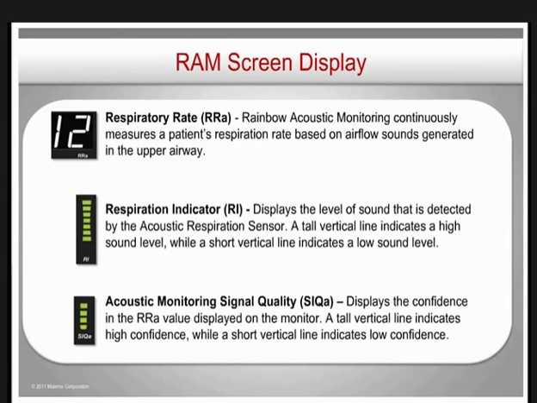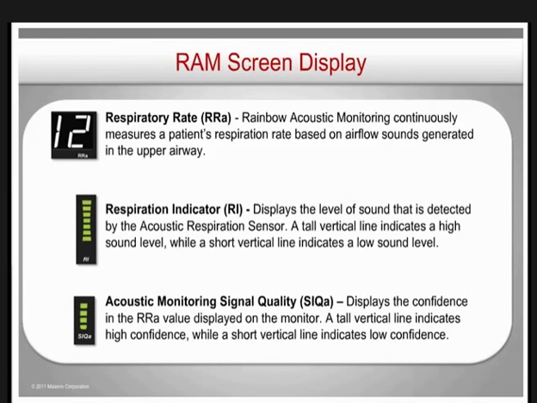The respiration indicator, or RI, displays the sound level of the measured signal. A high sound level displays as a tall signal. A low sound level displays as a small signal. When the signal quality is very small, the accuracy of the respiration rate measurement may be compromised. When the RI is small, the bar turns red and the parameter label flashes.